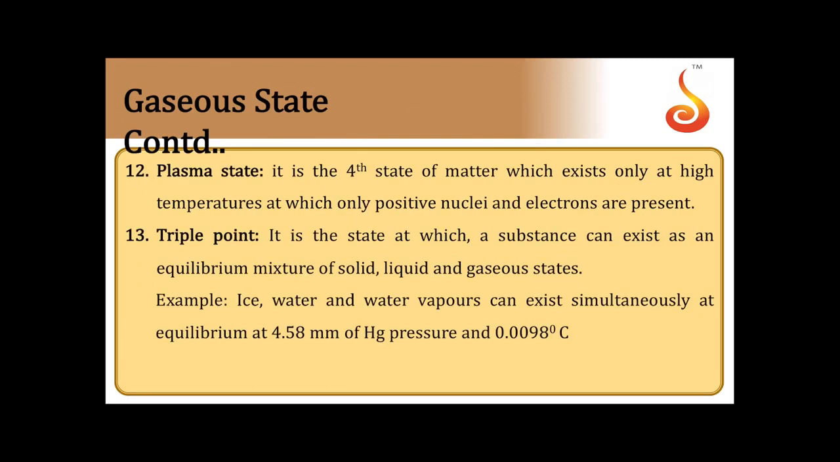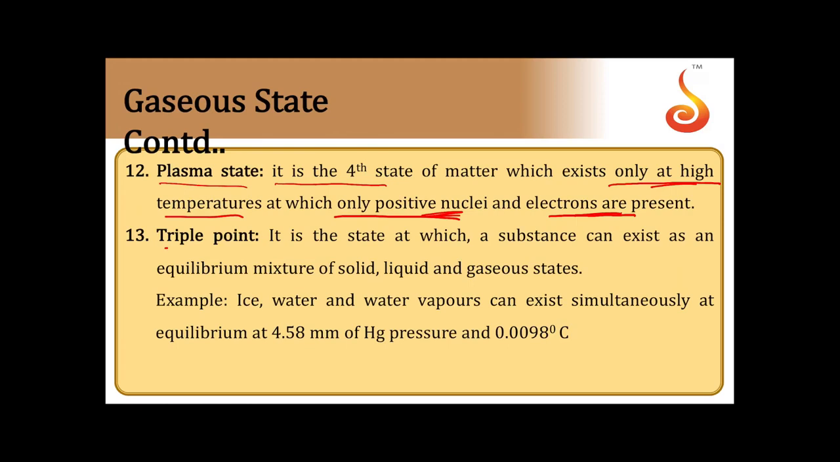Then, the plasma state is the fourth state of matter, which exists only at high temperature. At high temperatures, because of ionization of the gas molecules, only positive nuclei and electrons are present. So the plasma state mainly contains only positive nuclei and electrons, because it exists only at high temperature. High temperature means ionization of the gas molecules takes place.